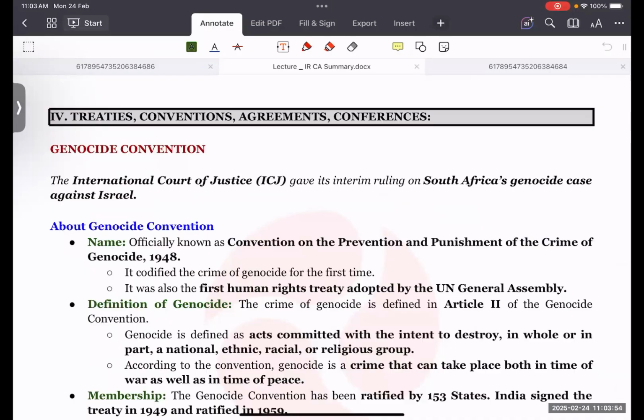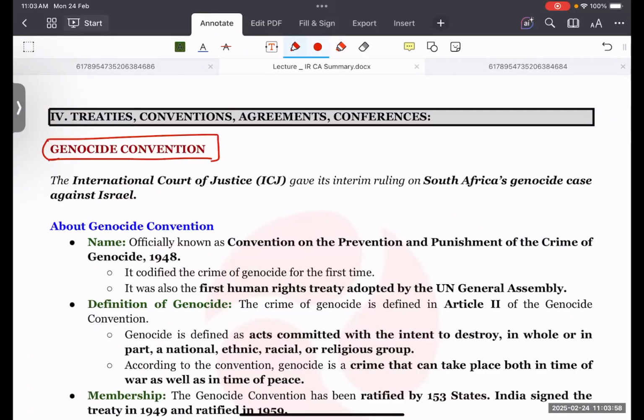The topic in this is about the Genocide Convention. Yesterday, while we were discussing in the class about the international criminal code, I informed you that we will be discussing the Genocide Convention. This is also very much in the news, so we have to know all the details about this particular convention. Why is it in the news? For one particular reason: the International Court of Justice has given its interim ruling where South Africa's genocide case was filed against Israel.